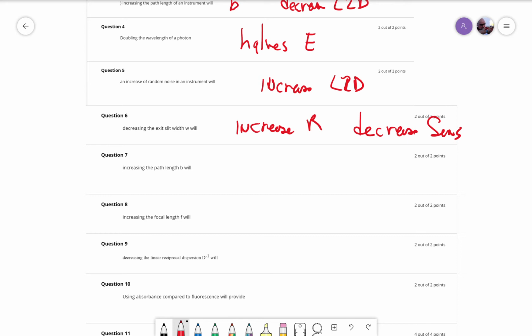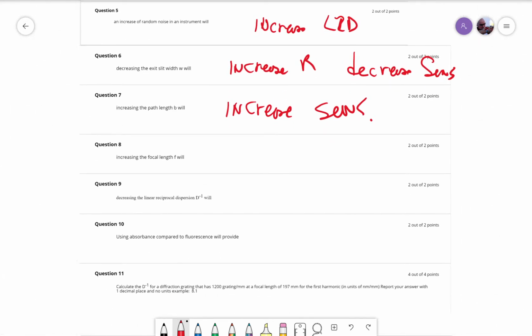Increasing path length B is done to increase the sensitivity. Increasing the focal length: if the angle stays the same, as you increase the focal length, you increase the spread and therefore increase resolution, and decrease sensitivity.